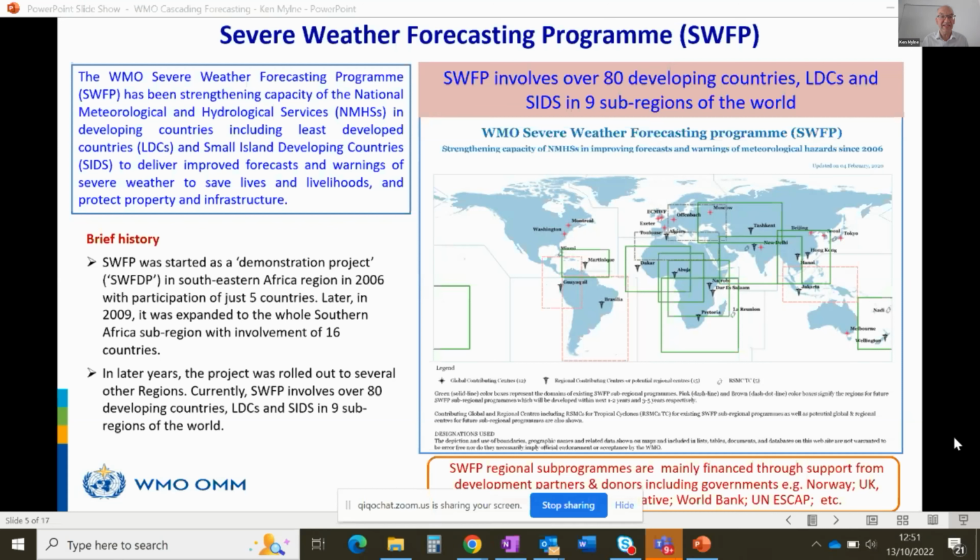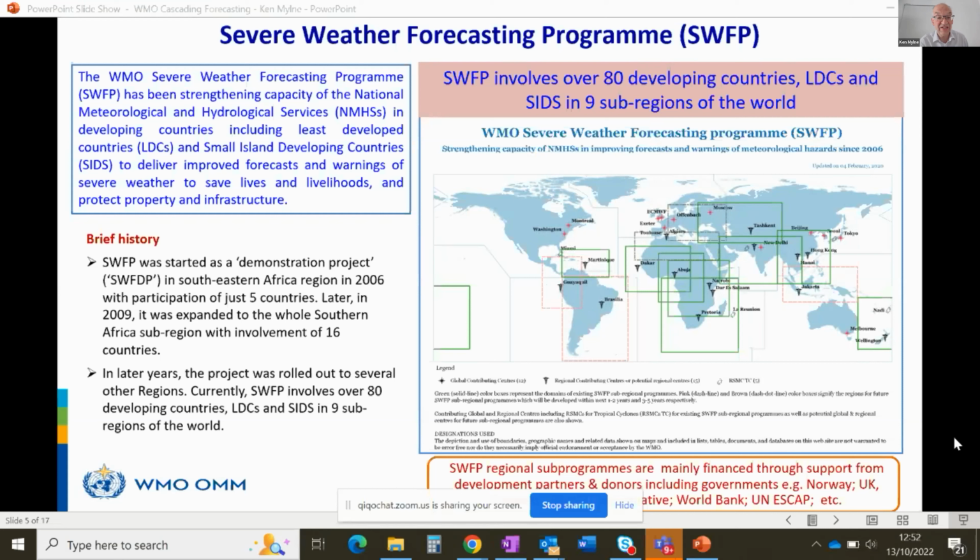So SWFP started as a demonstration project in the Southeastern Africa region in 2006, with just 5 countries and support from Pretoria in South Africa. Later in 2009, it was expanded to the whole of the Southern Africa sub-region with involvement of 16 countries, and that is now operating as an operational service.